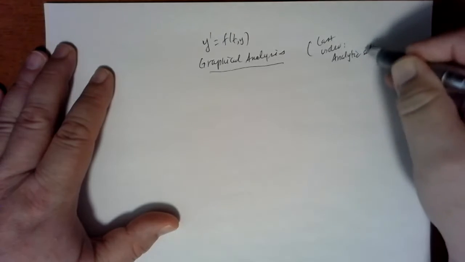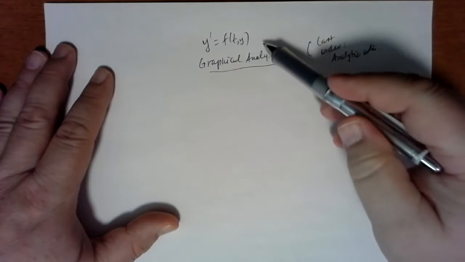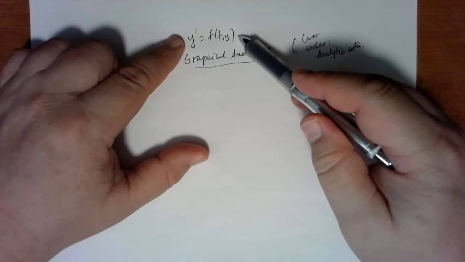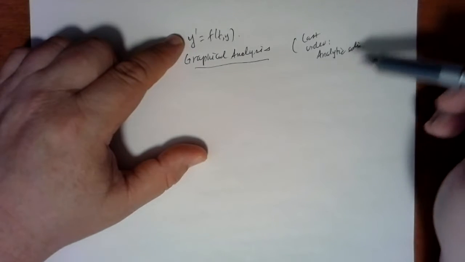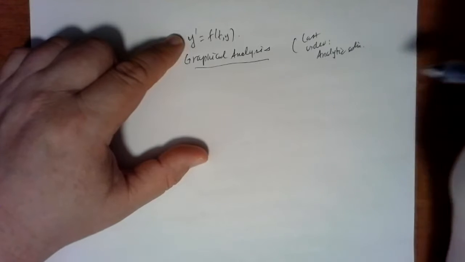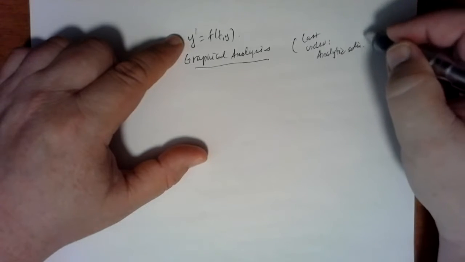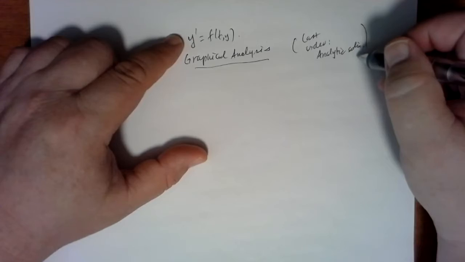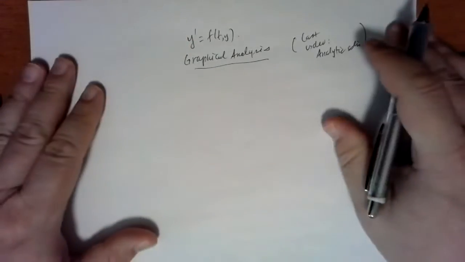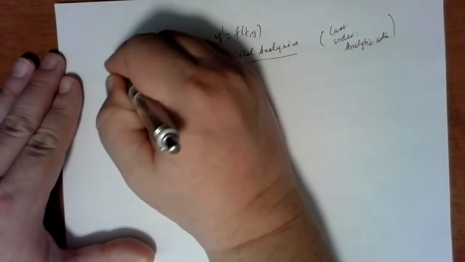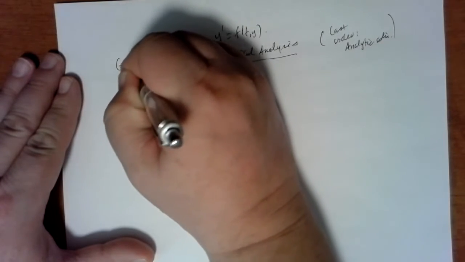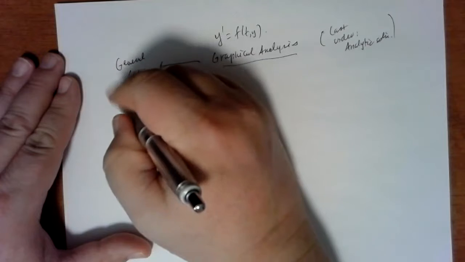By that I mean you determine if your differential equation is linear, if it's separable, or if it's exact, and then use a technique to solve, right? So today we're going to focus on this one, graphical analysis. So the general case is pretty simple. The general case has to do with the direction field.